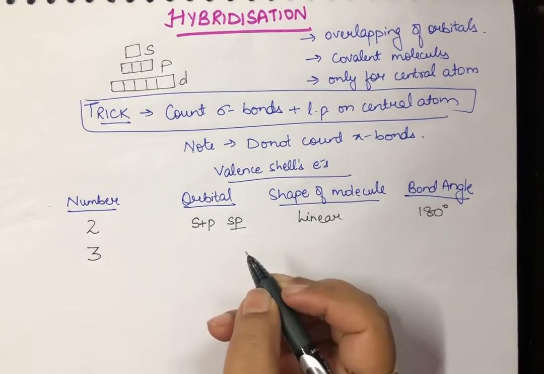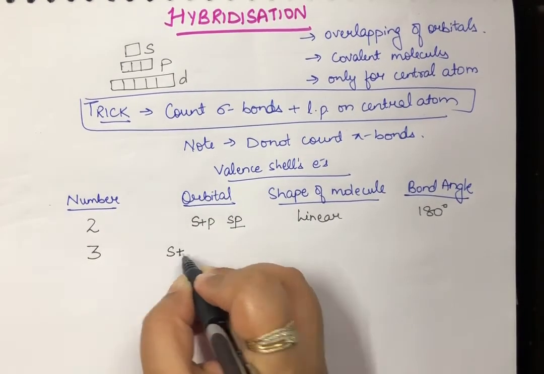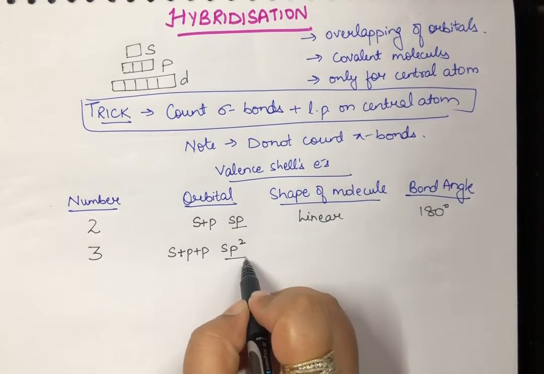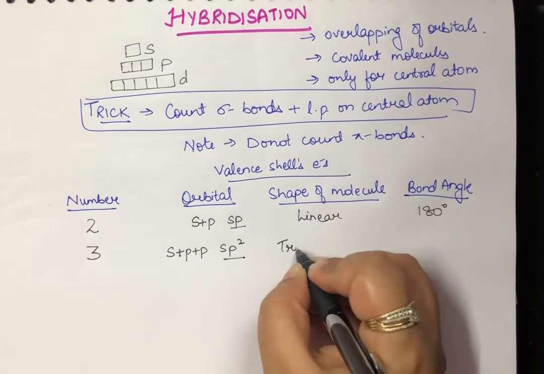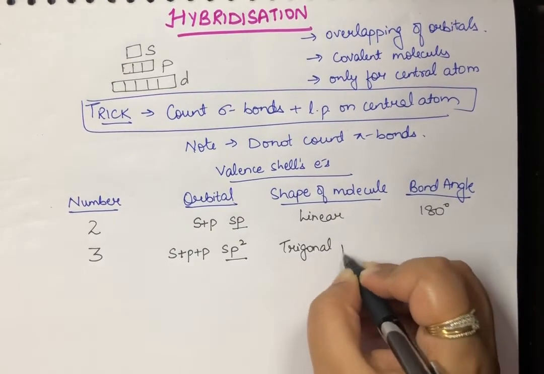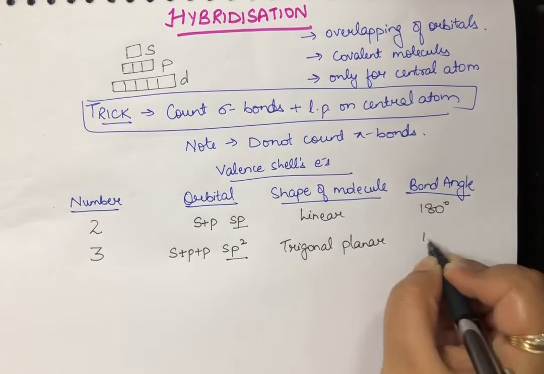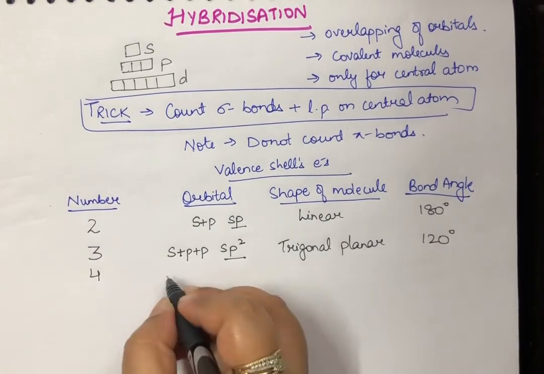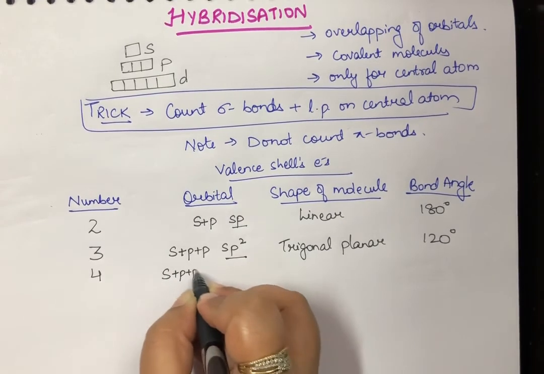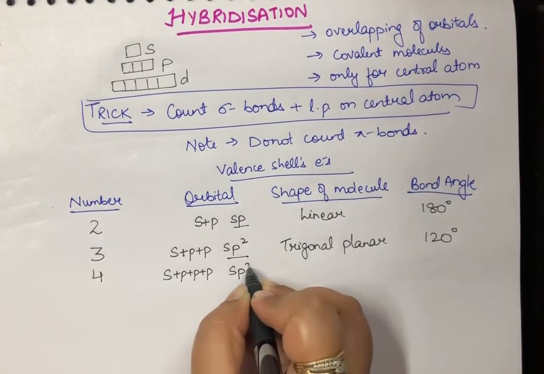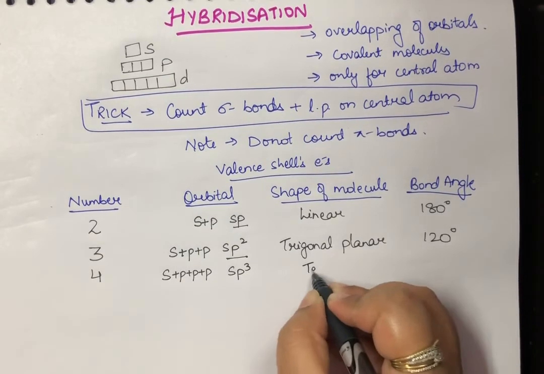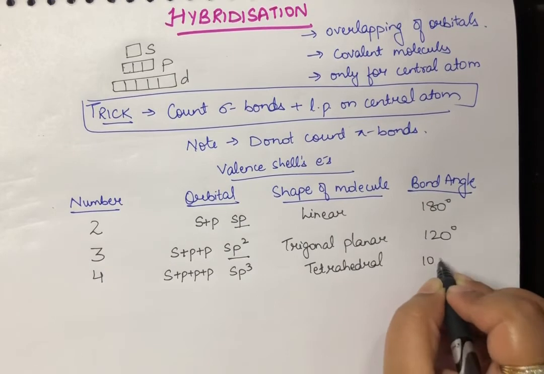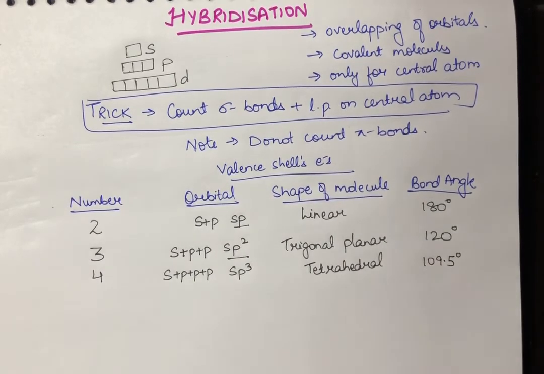Similarly, if the number comes out to be 3, we will have one s and 2 p orbitals, and the hybridization would be called sp2, the shape would be called trigonal planar, and the bond angle between them would be 120 degrees. Similarly, if you get 4, it would be 1 s and all the 3 orbitals of p participating, and it will be called sp3. The shape of the molecule will be tetrahedral, and the angle between them is 109.5 degrees.